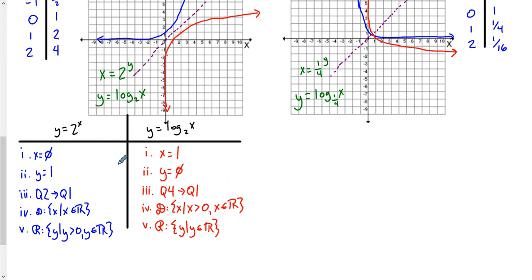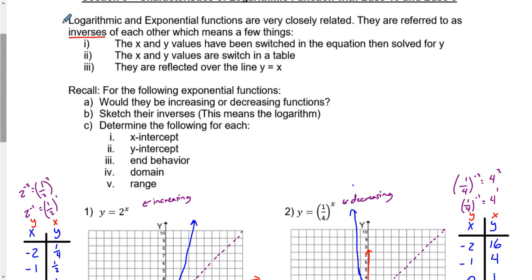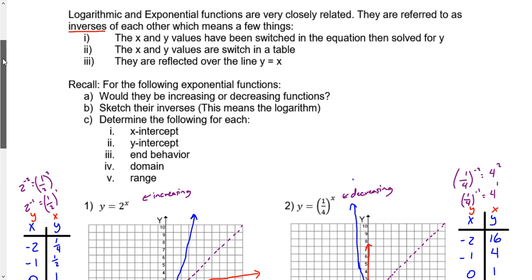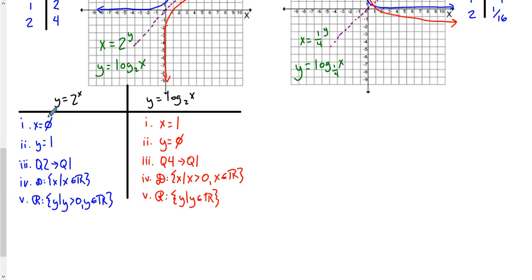So hopefully you can start seeing a little bit of pattern here. In each of these, because they're inverses, the x's and y's had to switch. Well, if we look at it here, on the exponential, there's no x-intercept. On the logarithm, there's no y-intercept. The y-intercept on the exponential is 1. The x-intercept on the logarithm is 1. Now the end behavior is a little bit different, and I'll talk about that in a second as well. But you can see that the domain has now become the range. The domain on the exponential has become the range on the logarithm. The range on the exponential has become the domain on the logarithm, simply because those x's and y's have switched.